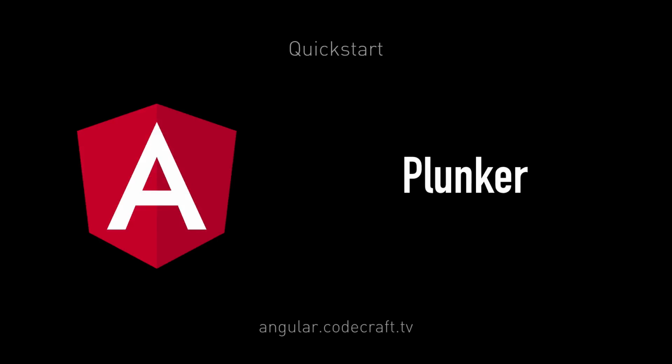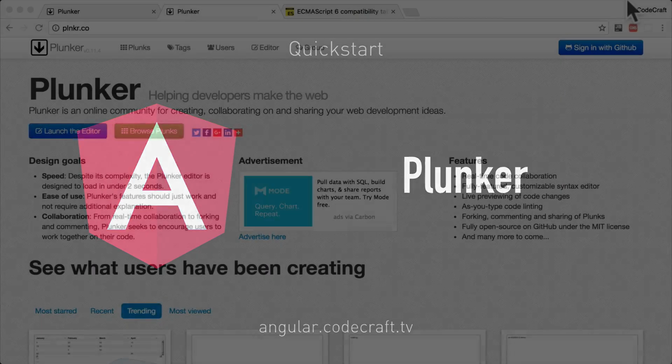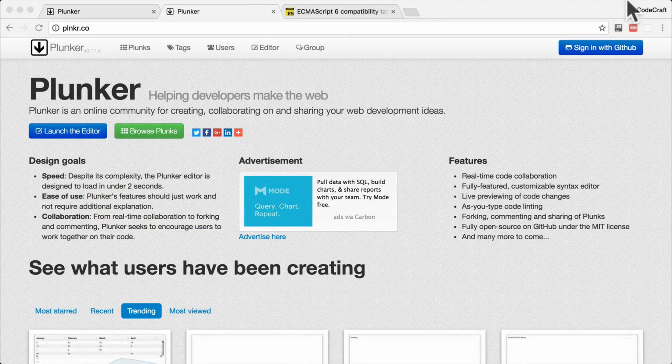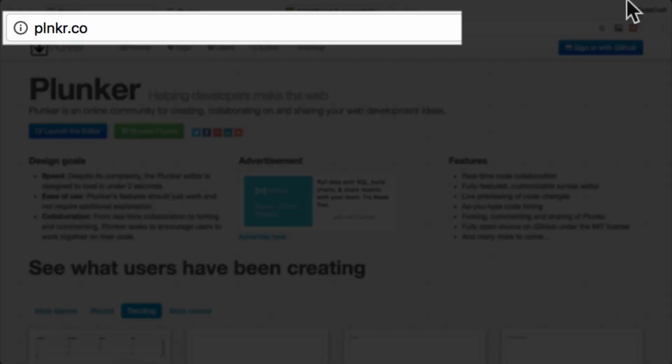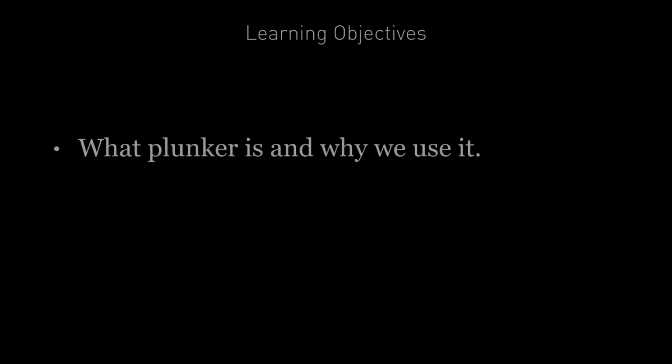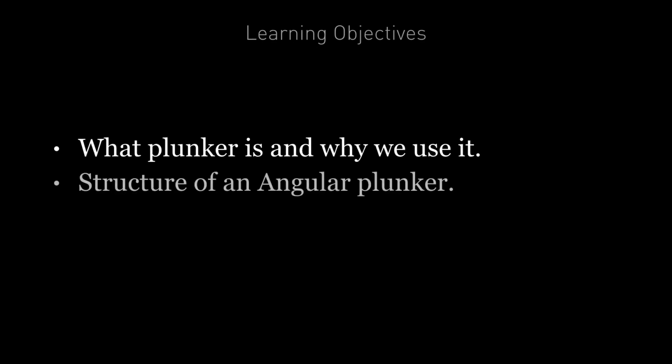Later on, I'll be showing you how to install Angular and run the required development tools locally on your computer. But for now, we are going to use an online editor called Plunker, which you can find at plnkr.co. By the end of this lecture, you're going to understand what Plunker is, why and how to use it, and understand the structure of an Angular Plunker.